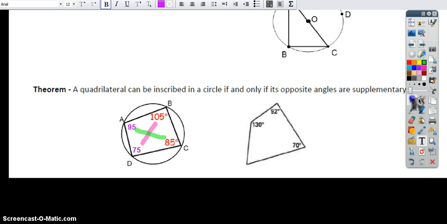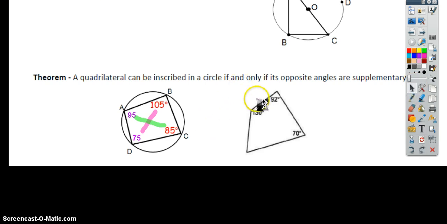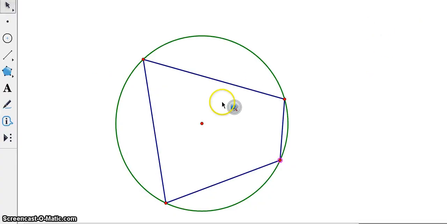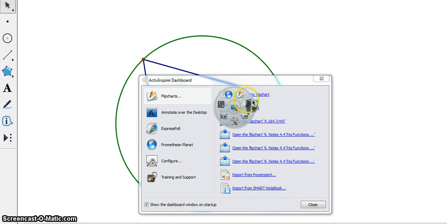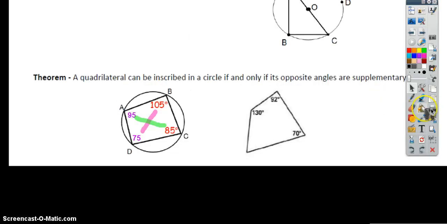Okay, so let's look at this. Actually, let's see what we can do with this. Sometimes it's advantageous to have the technology. So let's see what we can do here.